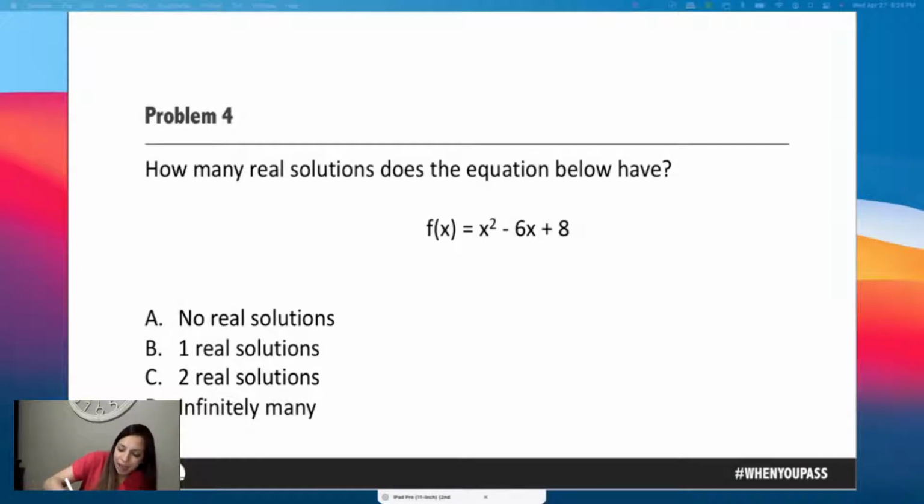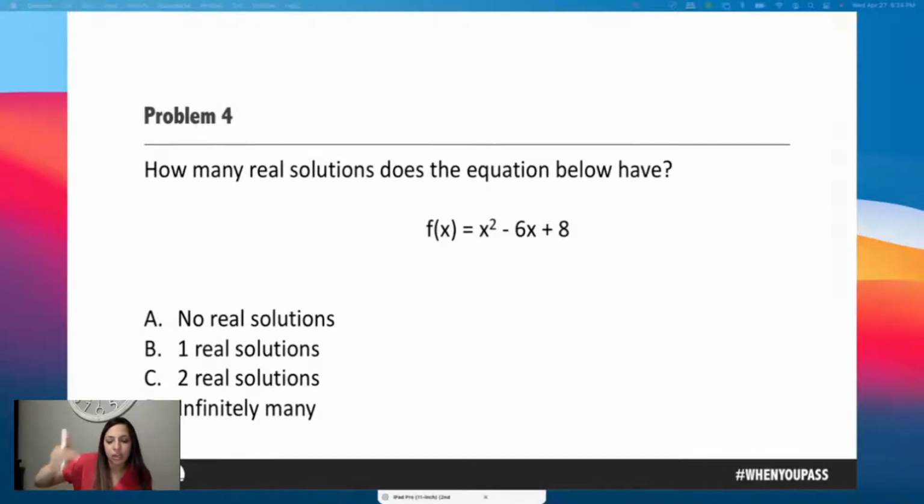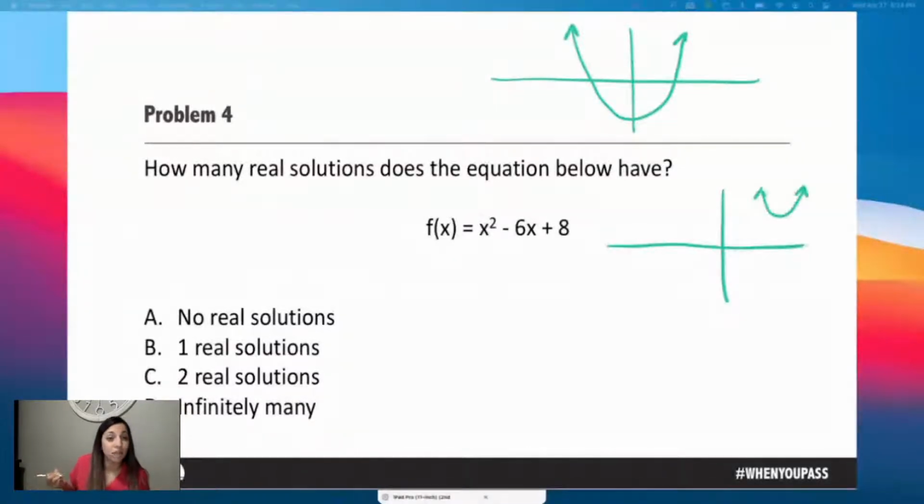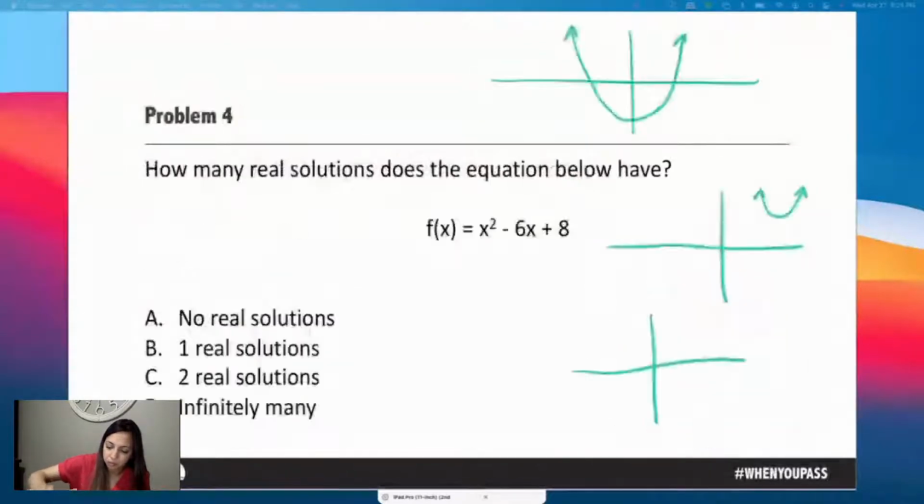Why? Because it's squared. So we know that a squared equation creates a parabola. If you're taking a middle school or a high school math exam, you've got to know that. So it creates a parabola. But parabolas can also float, in which case they would have no real solutions. Parabolas can bounce, in which case it would have 1 real solution. And parabolas can cross the axis, in which case it would have 2 real solutions.